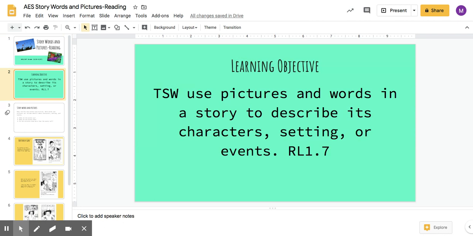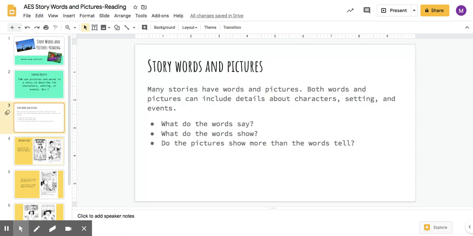Our learning objective this week is the students will use pictures and words in a story to describe its characters, settings, or events. Before we get to our story, let's go over what story words and pictures might mean. Many stories have words and pictures. Both words and pictures can include details about characters, which are the people in your story, settings, which is where your story takes place or where it's at, and events, which are the things that happen in your story.